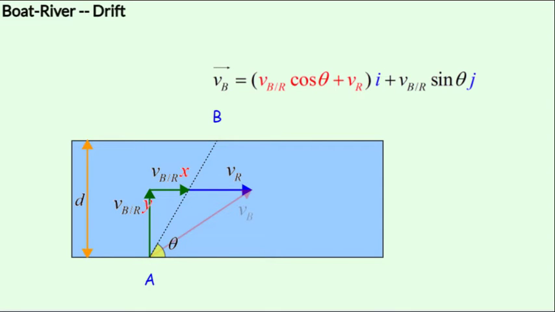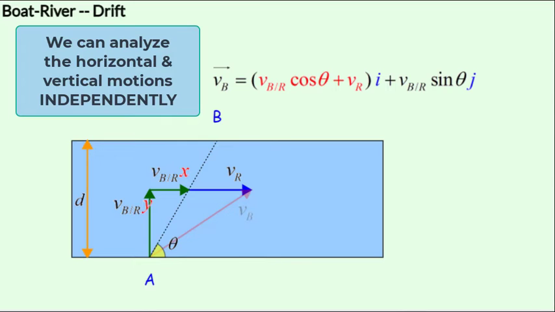Now you will begin to see the benefits of resolving the vector v_b, the velocity of the boat with respect to the ground, along the x and y directions. We will be able to analyze the horizontal and vertical motions of the boat independently.